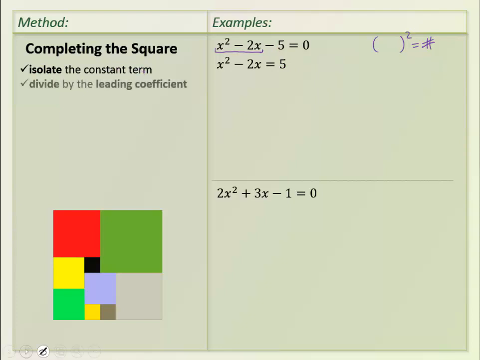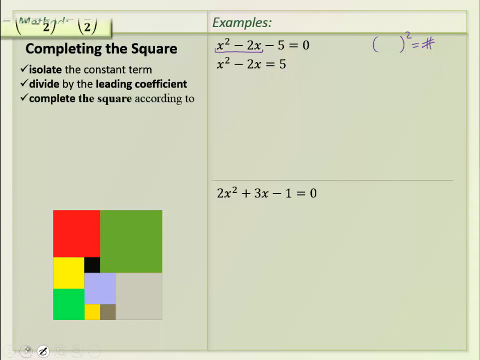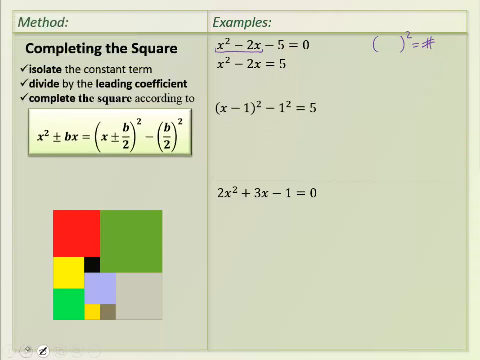The next step would be to divide by the leading coefficient. In this particular example, we don't have any leading coefficient, so we can skip this step. But in the following example, if we had a 2 in front of x squared, we're going to divide by it. The following step would involve completing the square of these two terms with x. How do we complete the square? Well, we do it by following this rule.